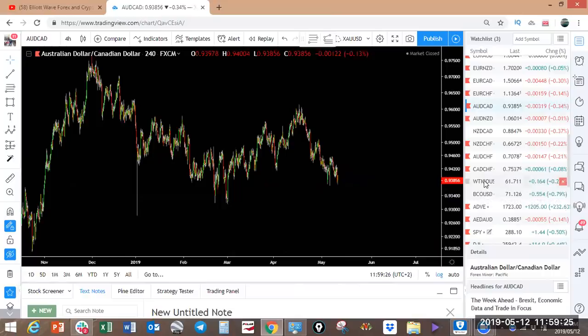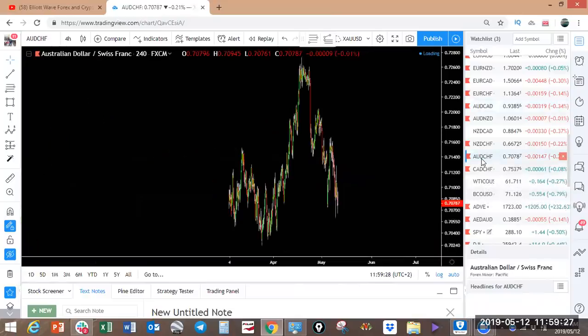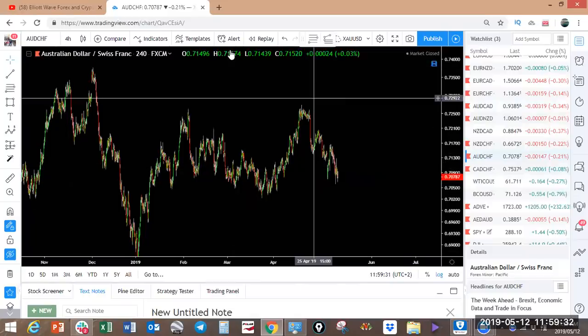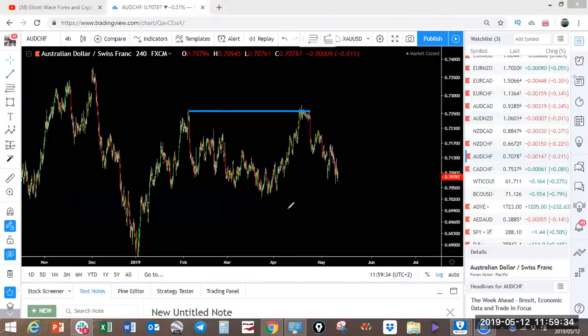That is Aussie CAD. Aussie Chief. Retested the move there, so look for it to come down to that level to start looking for any corrective structure if you're going to look at this to be doing that. So let's get into this level first. Not much of a trade there.